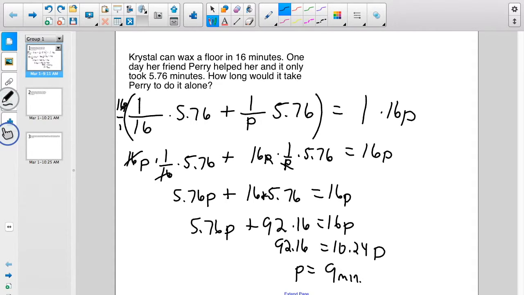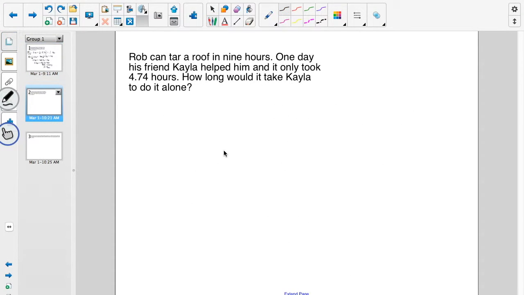Again, very straightforward. These problems all work the same. So the next problem I'm going to do is a very similar shared work problem. And actually on this, all I'm going to do is just set it up for you, and then you can solve it after we finish the setup. So basically we have that Rob can tar a roof in 9 hours. One day his friend Kayla helped him, and it only took 4.74 hours. How long would it take Kayla to do it alone?